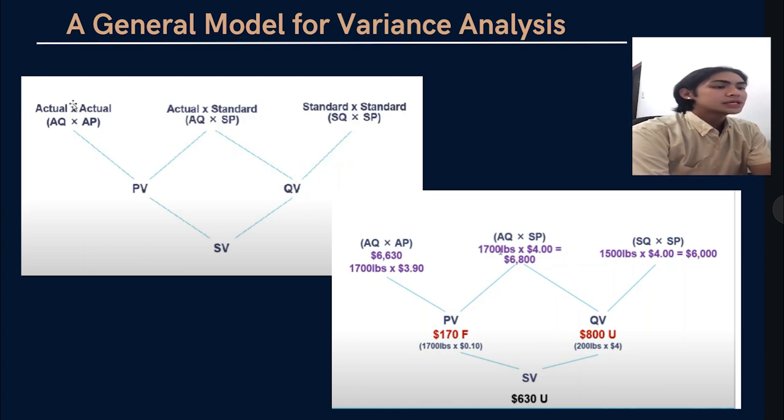6,630 minus 6,800 is equal to 170. Iyon po ang magiging price variance natin. At para makuha naman po natin yung quantity variance is 6,800 minus 6,000 is equal to 800. Yun po ang ating quantity variance.